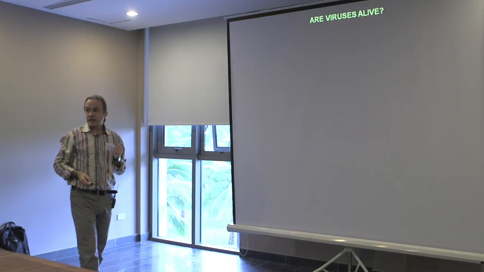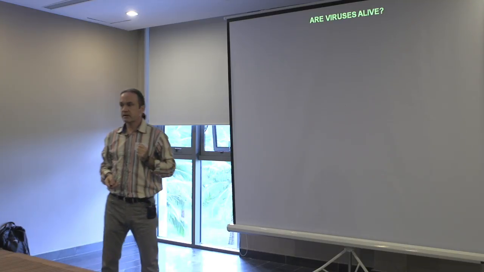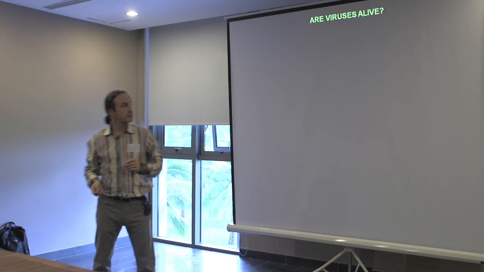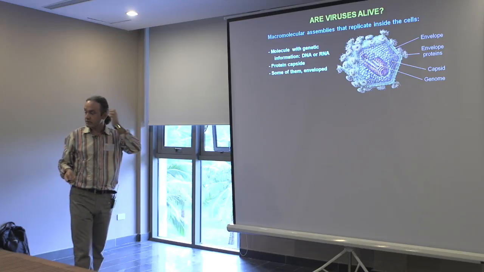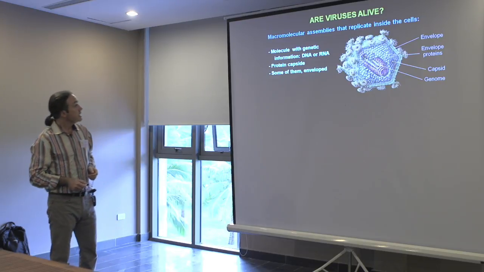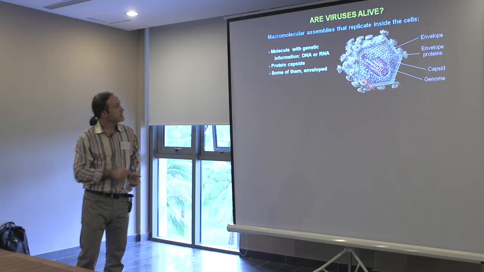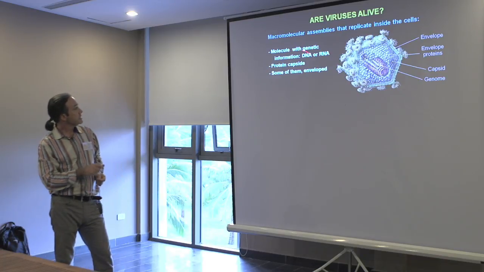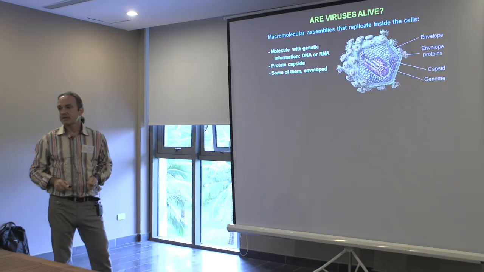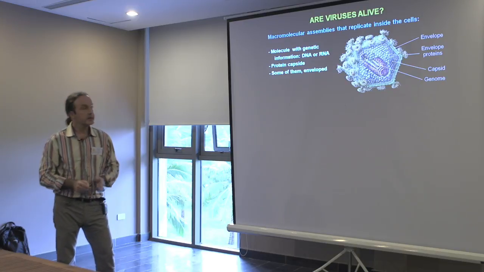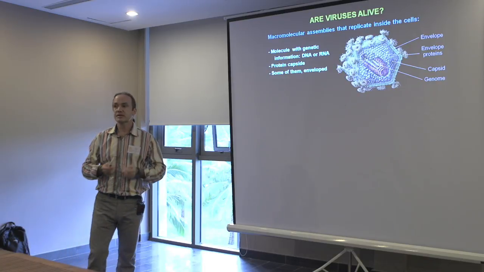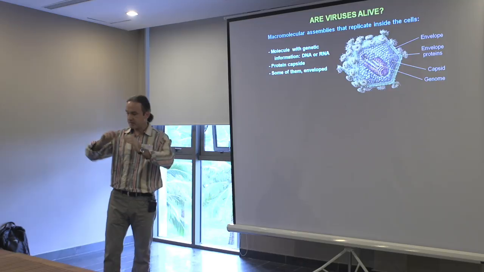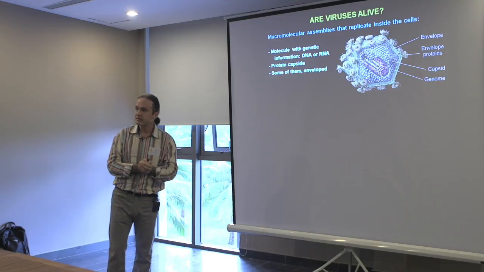By the way, this is about cells, but are viruses alive? Let's talk a little bit about viruses. Here you have a virus. This is a human immunodeficiency virus in particular. They are macromolecular assemblies that replicate inside the cells. They have a molecule with genetic information. It can be DNA or RNA. They have a protein capsid, here in blue. And some of them are enveloped because they have stolen part of the membrane of the cell they were infecting. Okay?